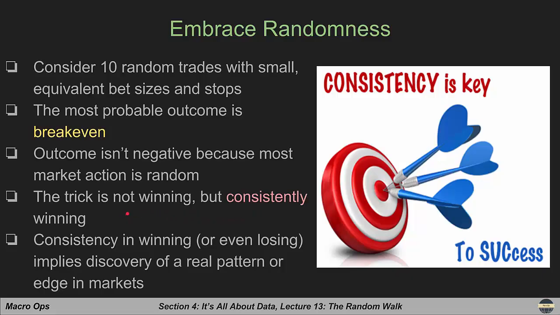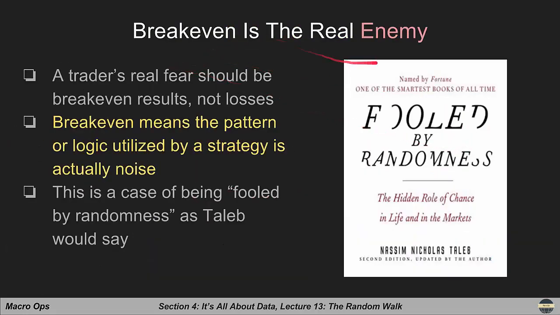It's consistently applying an edge. So if we can consistently win and consistently outpredict that binomial tree, then that implies that we do have an edge in the markets and we can make profitable trades. So break even is our real enemy.